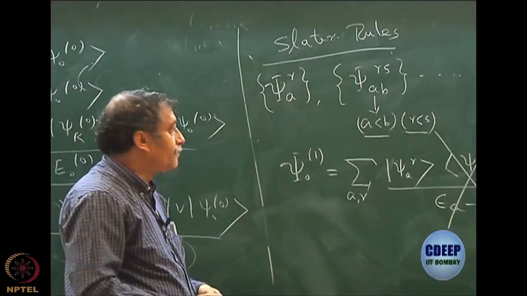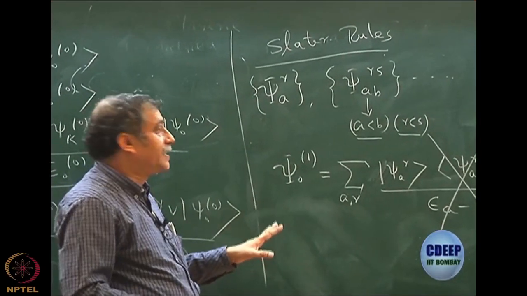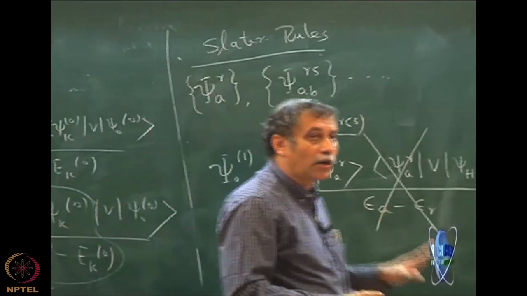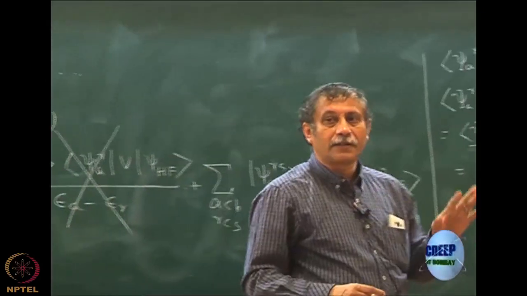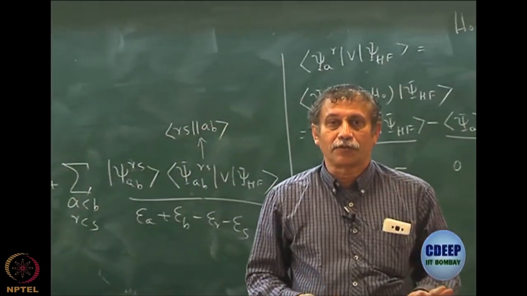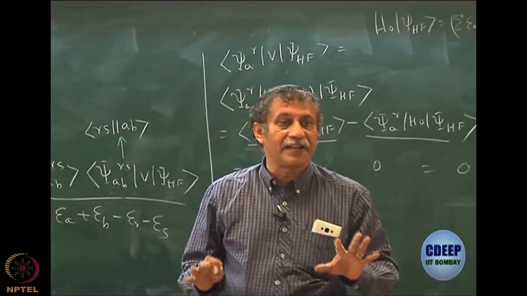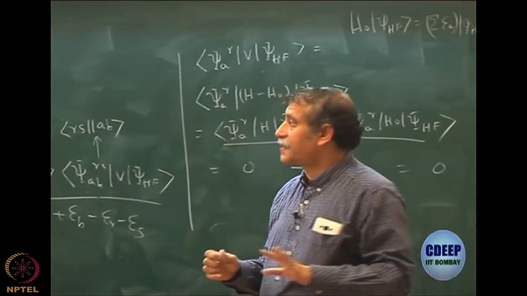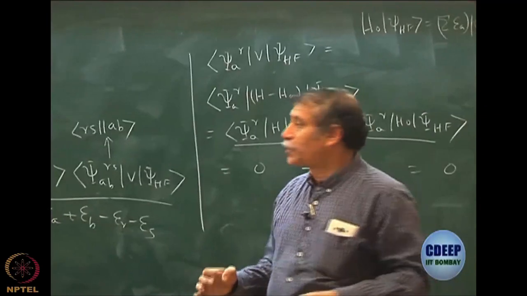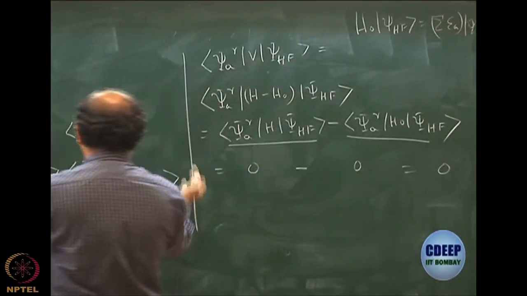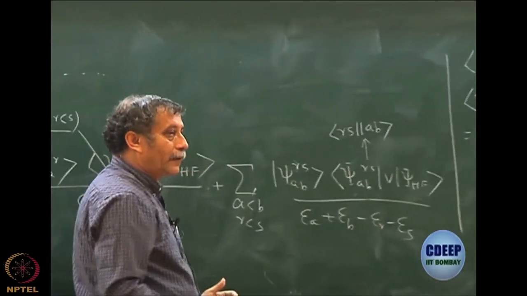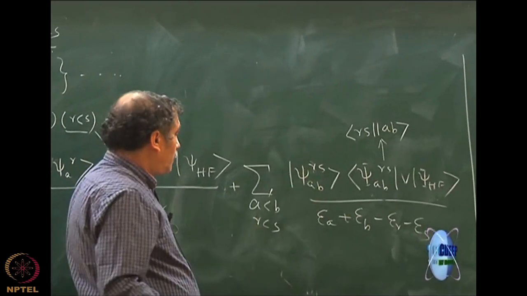Coefficients are 0. So, the singly excited determinants do not contribute to the first order perturbed wave function for the ground state. So, that is a very important realization. So, the first set of determinants which will contribute are from doubly excited determinants, okay. So, we need to know what is the value.